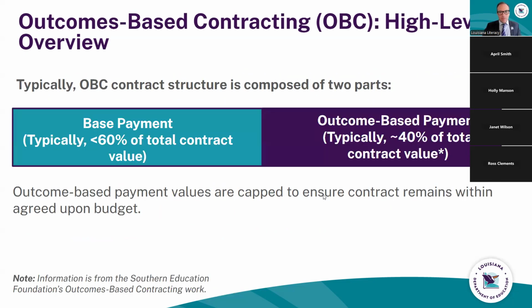The contract is typically split into 2 parts: a base payment, which ensures stability, and an outcome-based payment, which rewards student achievement. Base payments are typically less than 60% of the total contract value, and the outcome-based payment typically is around 40% of the contract value. These are typical, but may vary depending on agreements reached between the school systems and their tutoring providers. It's important to note that outcomes-based payment values are capped to ensure the contract remains within an agreed-upon budget.